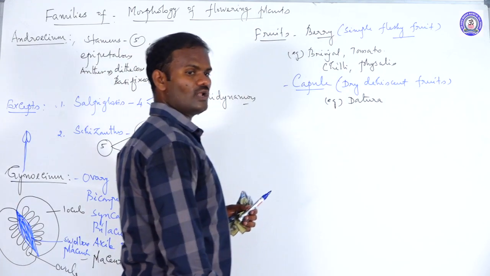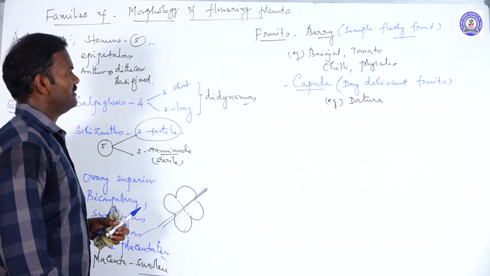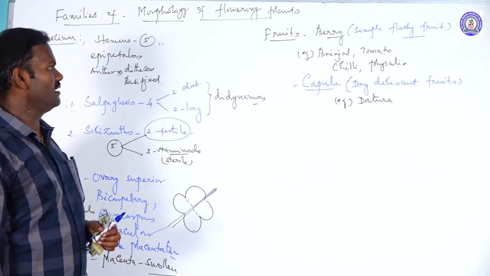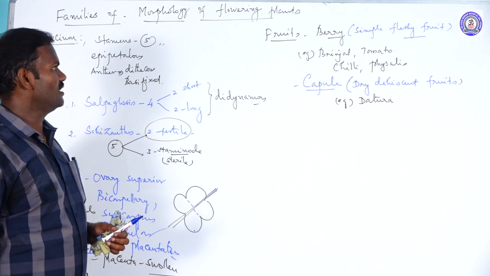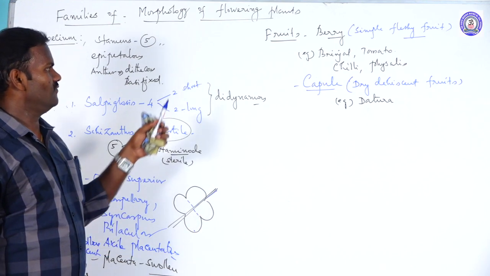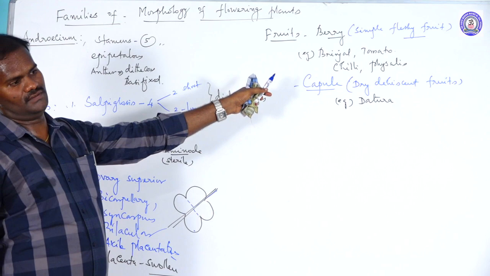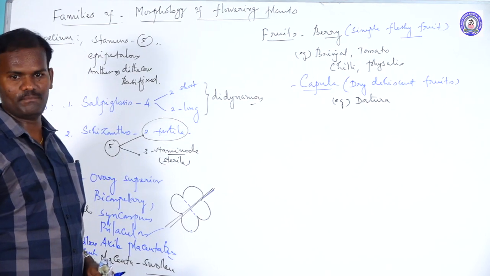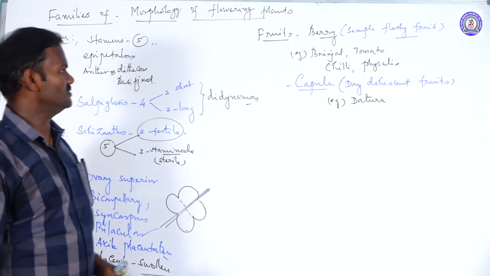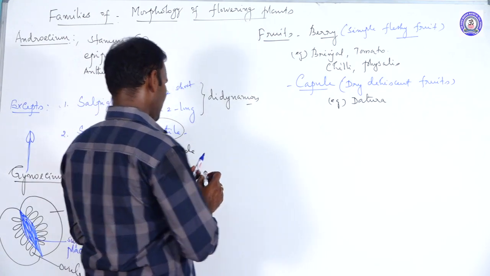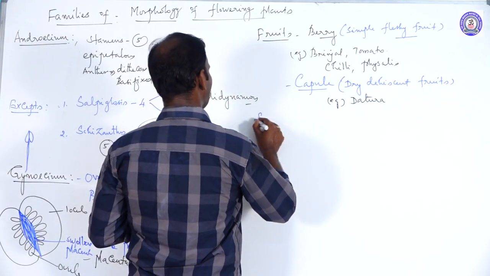Datura metel, Datura stramonium. So generally two types of fruits are present in Solanaceae. One is the berry fruit. Berry is a many-seeded, simple fleshy fruit. For example, brinjal, tomato, chili. Chili, for example Capsicum annuum. Then physalis. The other is the capsule fruit, for example, Datura. Then the next general character, seed.